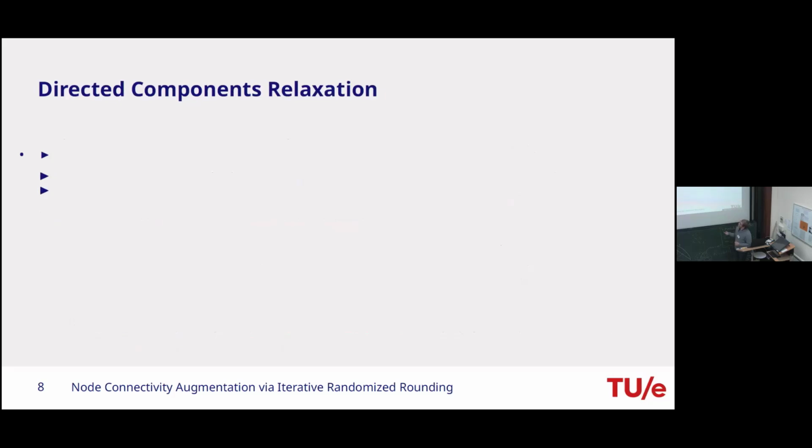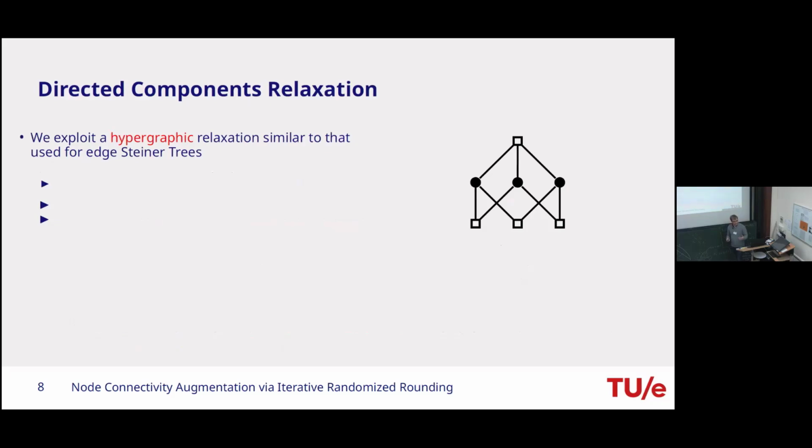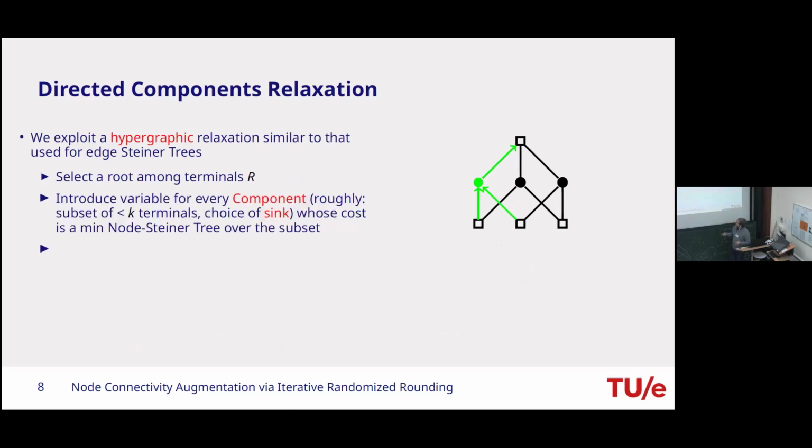And so we go about this using what's called the directed components relaxation, which is a certain hypergraphic LP originally designed for edge-based Steiner trees, but we're going to define it for node-based Steiner trees. So you select from among the terminals just some root, and you create a variable for every component in this tree, where a component, roughly speaking, is some subset of k terminals and a choice of a sink. And we can view it basically as the minimum cost Node-Steiner tree connecting these terminals. And that's the cost of this component.